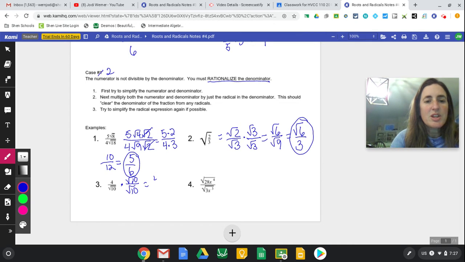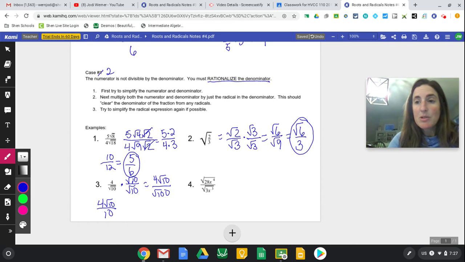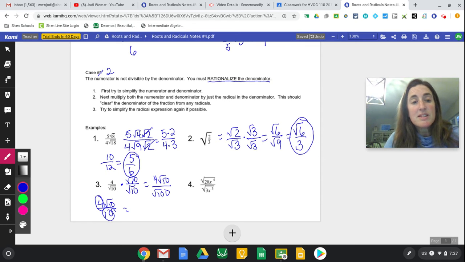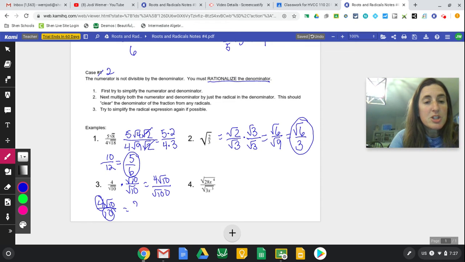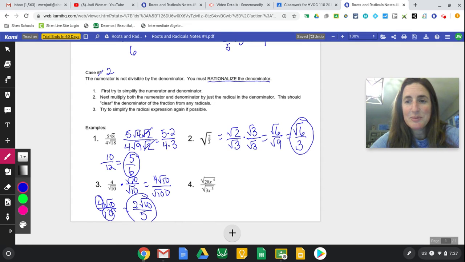So this is really radical 10 over square root of 100. But the square root of 100 is 10. So it's 4 radical 10 over 10. Now don't get crazy and try to take this 10 and divide it into that 10. This guy's in jail and that guy is not. But you can take this 4 and this 10 and simplify them. They're on the outside of the radical, so they can be simplified as coefficients. So now it's 2 radical 10 over 5. And that's my simplified answer.